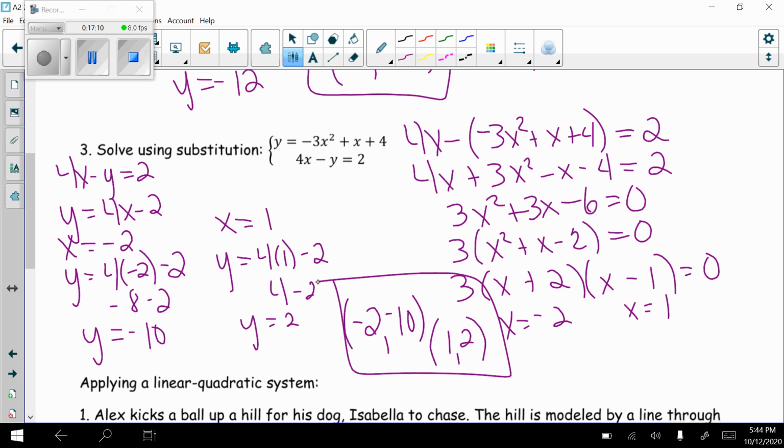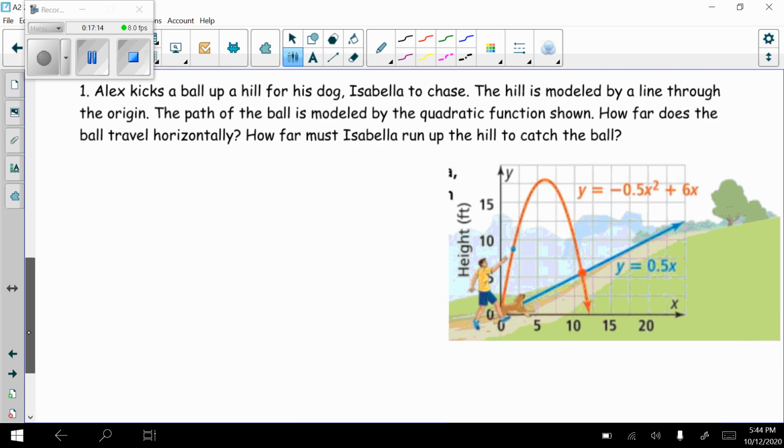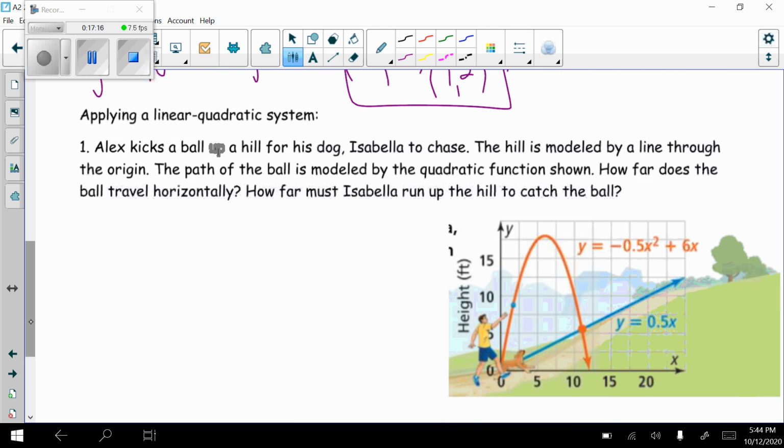So now let's look at applying a linear quadratic system. So it's a word problem, of course. If we're applying, we're looking at word problems. Alex kicks a ball up a hill for his dog Isabella to chase. The hill is modeled by a line through the origin. The path of the ball is modeled by the quadratic function shown. How far does the ball travel horizontally? How far must Isabella run up the hill to catch the ball?